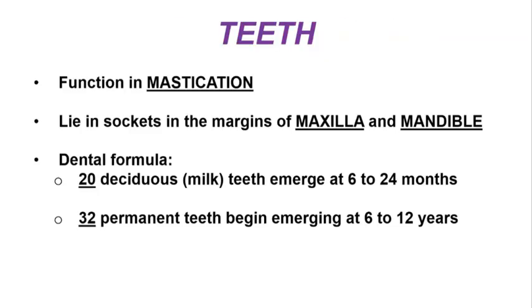The teeth within the mouth function in mastication, so that is, chewing the food into smaller pieces and mechanically breaking it up. We see that the teeth lie in sockets within the maxilla and the mandible, so that is the upper jaw and the lower jaw.